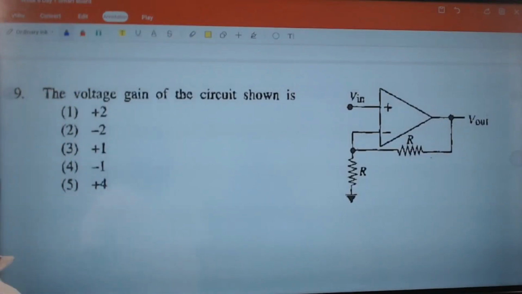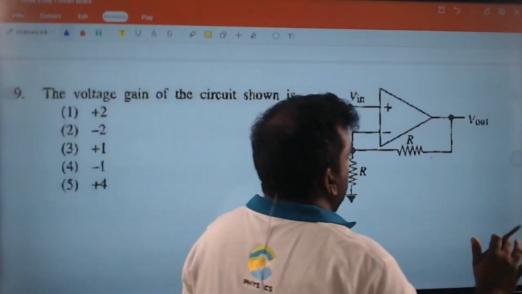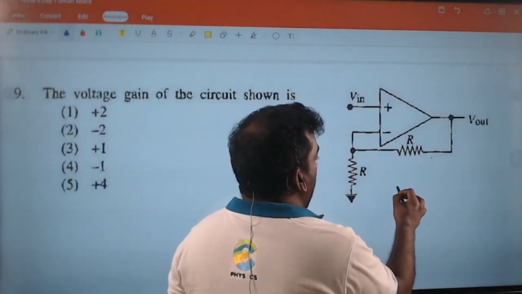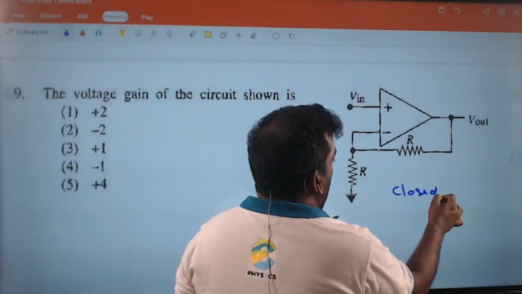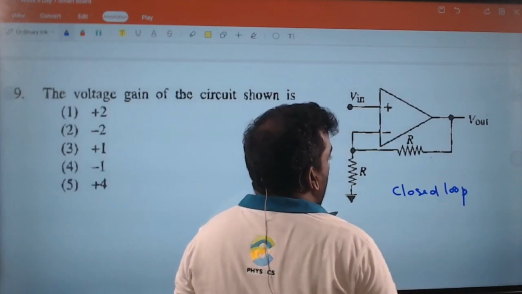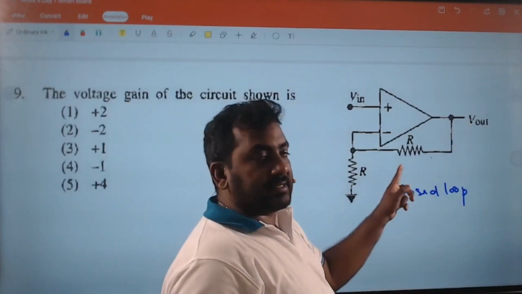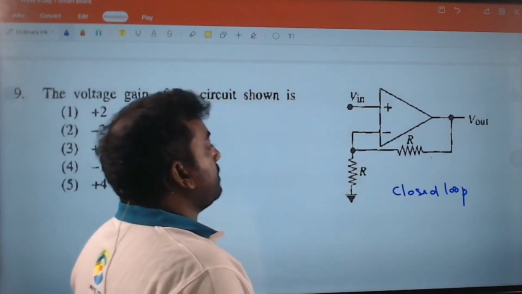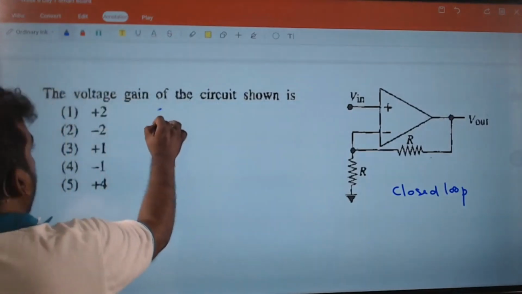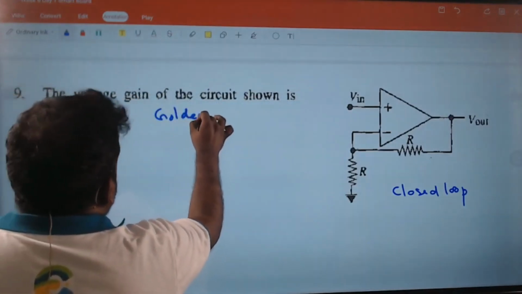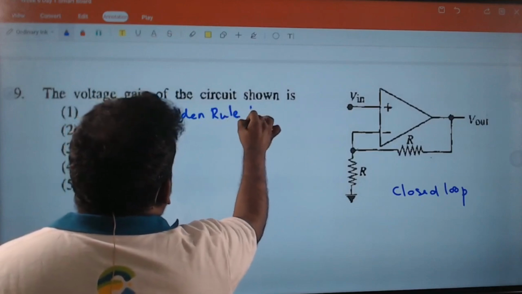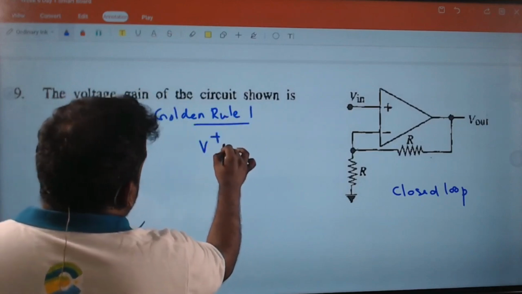Operational amplifier circuit. First, is it a closed loop or an open loop? So, looking at this, closed loop. Why closed loop? Output is connected to the input. Right. Then you have to apply golden rule number 1. If it's closed loop, golden rule number 1. What is it? V plus equals V minus.